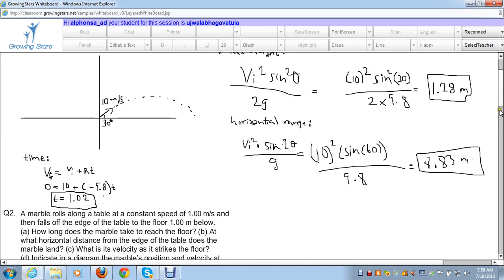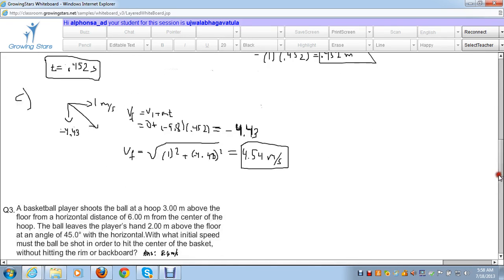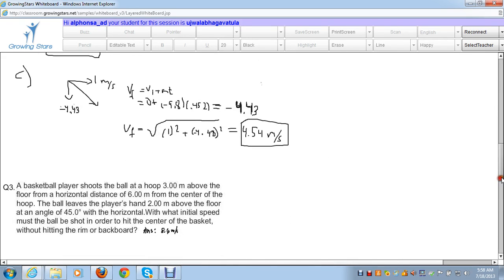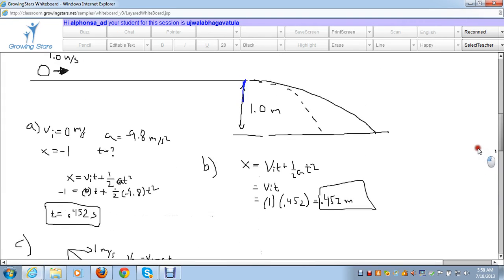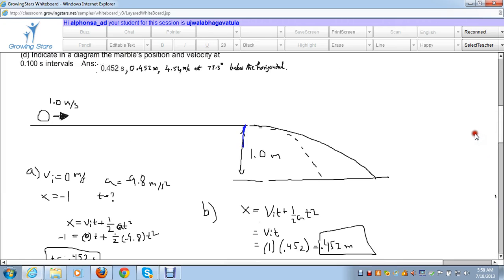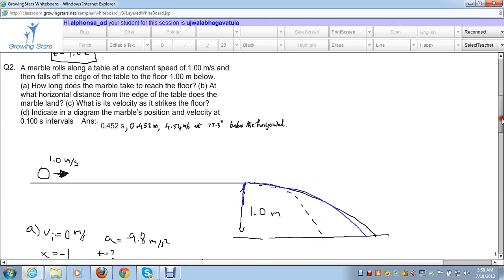Let this be the trajectory of the particle. I'll show in a different color. This is the edge of the table, isn't it? And the stone falls like this. So at 0.1 second, the D part says indicate in a diagram the marble's position and velocity at 0.1 second. Let it be here at 0.1 seconds.